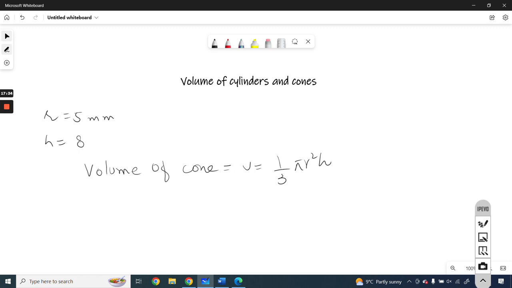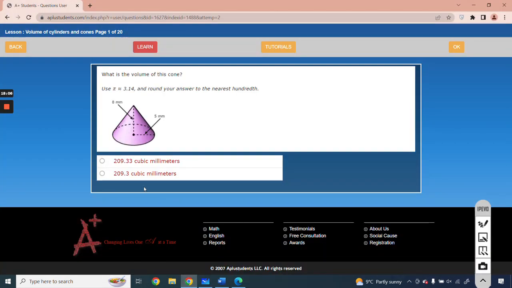So it would be 1 by 3, pi has the value 3.14, r is 5 square and h is 8. Just use the calculator. 5 times 5 is 25, 25 times 8 times 3.14 is 628, and just divide by 3. 628 divided by 3 would be 209.33. The volume of the cone is 209.33. So option number 1 is the correct option. It would be 209.33 cubic millimeters.